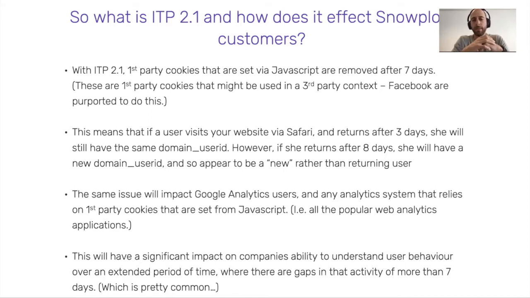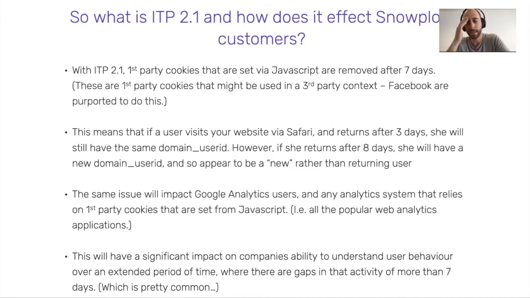What that means is that if a user visits your website in Safari and returns after 3 days, she will still have the same domain user ID value. In Snowplow land, the first-party cookie that is set by JavaScript is the value that's used for the domain user ID. So if a user comes to your site on Safari and returns after 3 days, that's within the 7-day window, and she will still have the same domain user ID. If, however, she leaves and returns after 8 days, that cookie will have been deleted, and so she'll have a new domain user ID and will appear to be a new rather than a returning user.